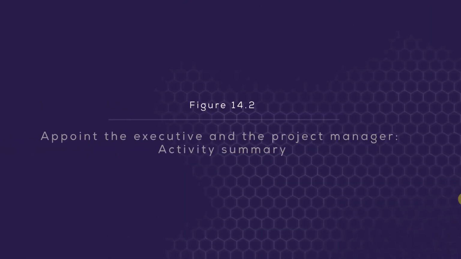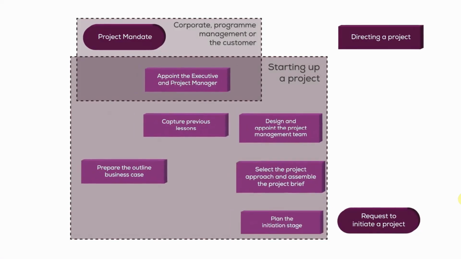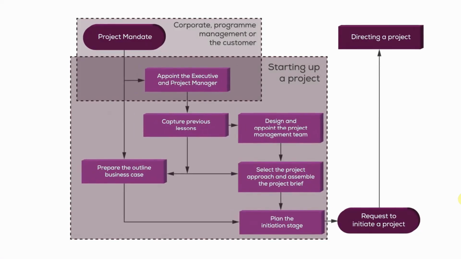Okay, so let's have a quick overview of the entire process, and then we'll drill down on those 6 activities that make up the starting up a project process in more detail. So here we have the overview of the starting up a project process. This is figure 14.1 in your official handbook. You can see a couple of things here. One, the project mandate is provided by corporate program management or the customer. Remember, we said the commissioning organization provides the project mandate, and that effectively triggers the process. The process is then made up of these 6 activities.